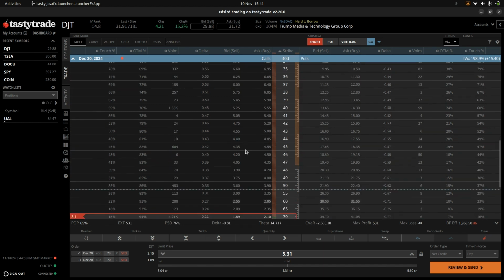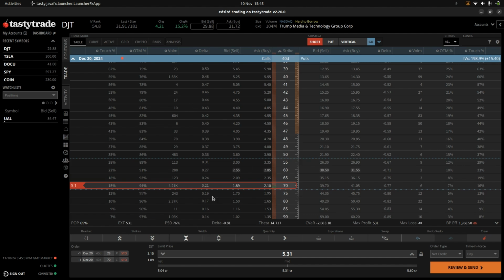And as we can see here, we've got a 65% probability of profit, a 76% chance of hitting 50% of max profit over the next 40 days, and we would collect $530 up front, and our broker is going to require just under $2,000 to open this position. So we're looking at about a 25% return, a little bit higher than 25% to be exact, which is very, very good for a naked position.